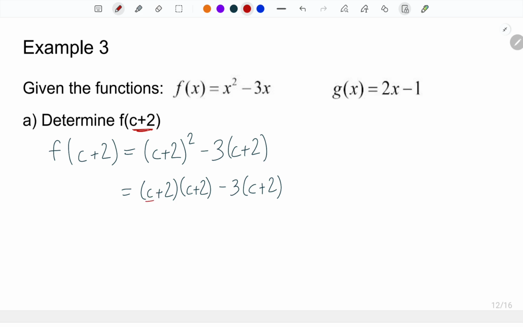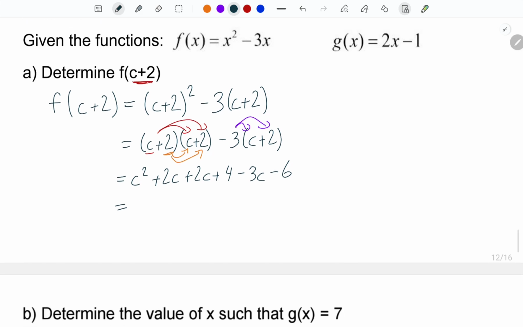And then c gets multiplied by everything in the second set of brackets, and 2 gets multiplied by everything in the second set of brackets. It's like distribution, but you're just distributing each term in the first set of brackets by the second brackets. So you get c squared plus 2c plus 2c plus 2 times 2, which is 4, minus, and then let's distribute the last part, 3 and a 6. So minus 3c minus 6.